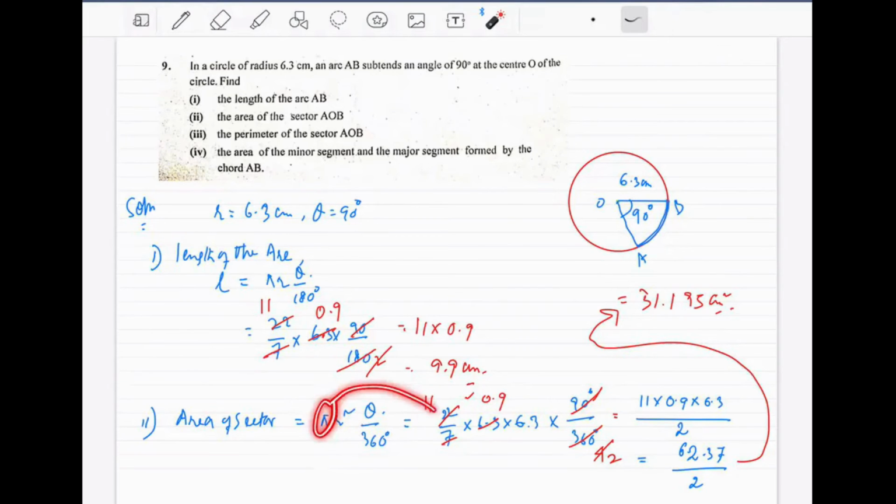Okay, so pi you put 22 by 7, r is 6.3, and theta is 90 degree, right? As given by the question. All right, then copy this. We will come to Roman number 3 later on.